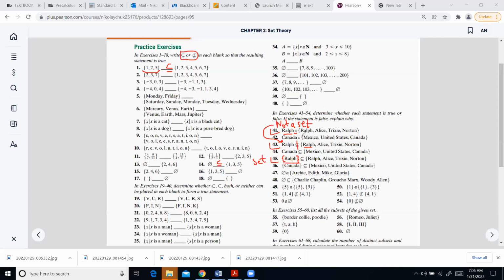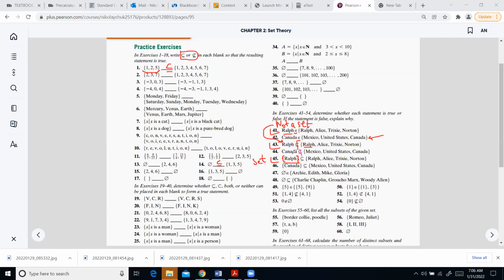In other words, for example, in problem 42, Canada is an element, yes, but in exercise number 44, Canada is not a subset because it doesn't have braces around it, so it is not a set itself. So to be a subset, this needs to be a set on its own. So that's all they are trying to show in those exercises.